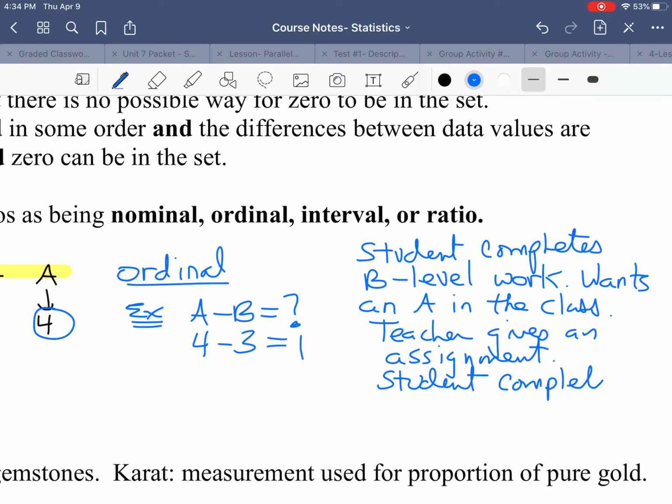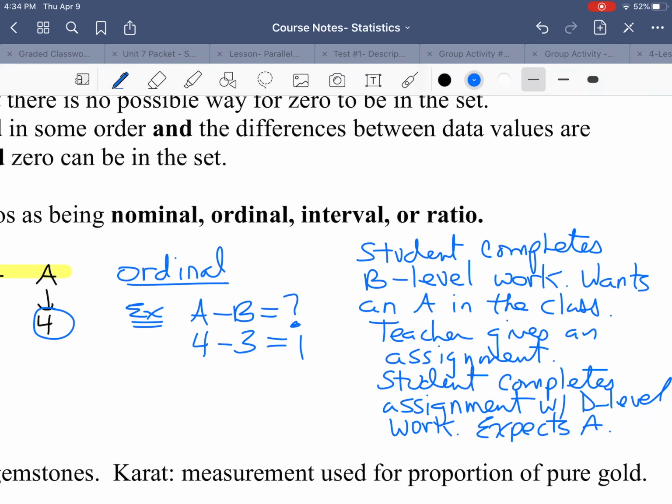Student completes the assignment with D level work. Expects an A in the class. Does that sound reasonable? Well, from the student's perspective, he's thinking B plus D is equal to an A because of the GPAs associated with it. Well, I had a 3.0, I add a 1.0 to it, I get an A.